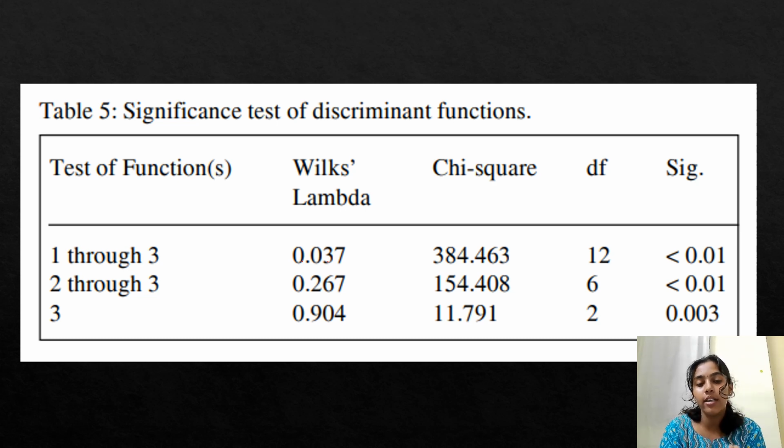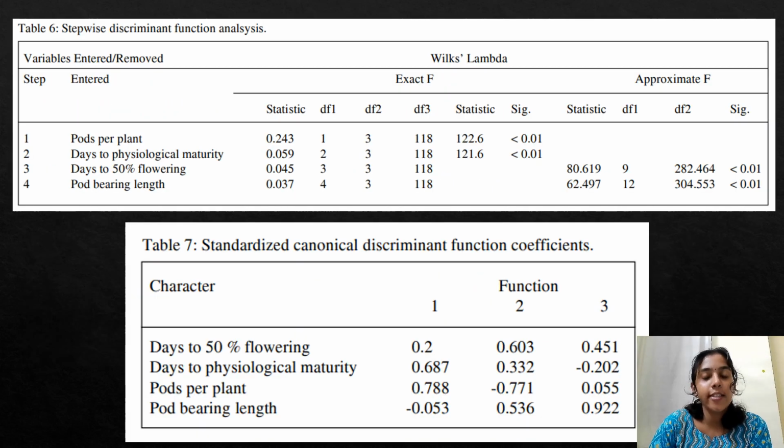The first one is the first function through the third one. Then the second is the second function through the third one, and the third function. Its Wilks' lambda and chi-square analysis are also given here, and the last one is significance. In the stepwise discriminant function analysis, the characters pods per plant, days to physiological maturity, days to 50% flowering, and pod bearing length have a high significance.